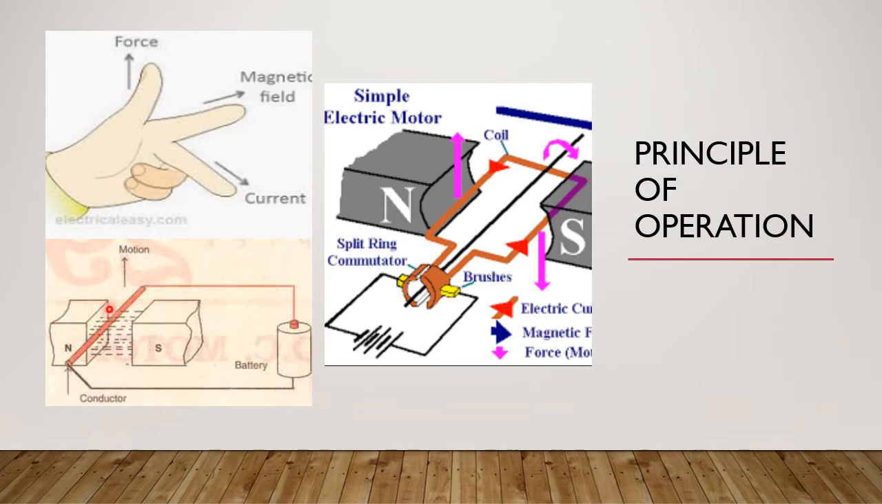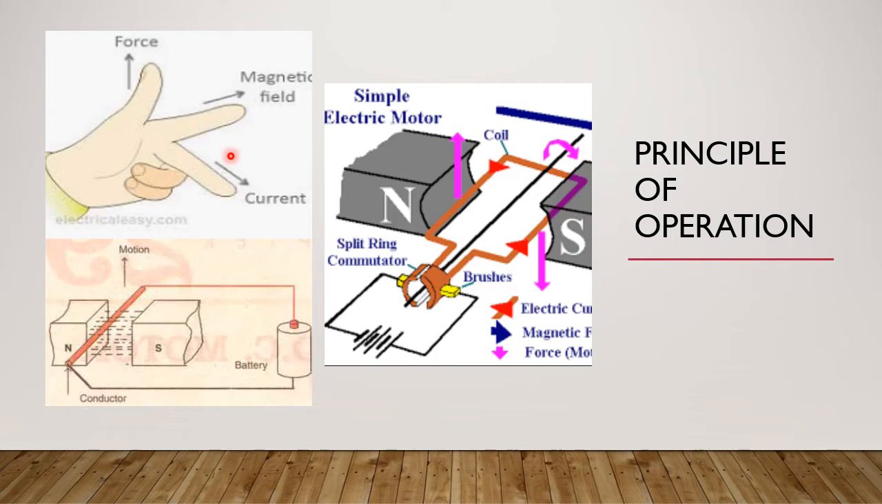The construction is same as the generator. In a generator, here the magnetic field is created, but we have to give mechanical force. We are rotating this conductor, so while rotating, this conductor cuts the flux and EMF is induced. We are getting output here. That is the difference.